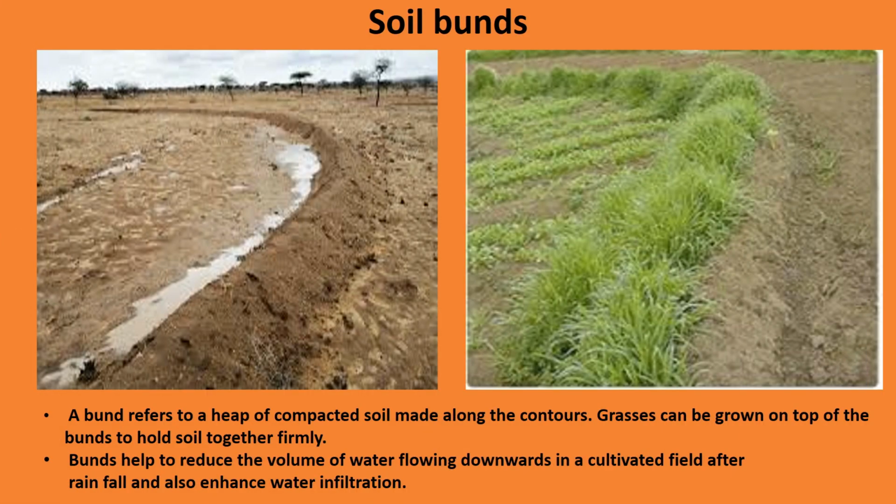Soil bunds. A bund refers to a heap of compacted soil made along the contours. Grasses can be grown on top of the bunds to hold soil together firmly. Bunds help to reduce the volume of water flowing downwards in a cultivated field after rainfall and also enhance water infiltration.